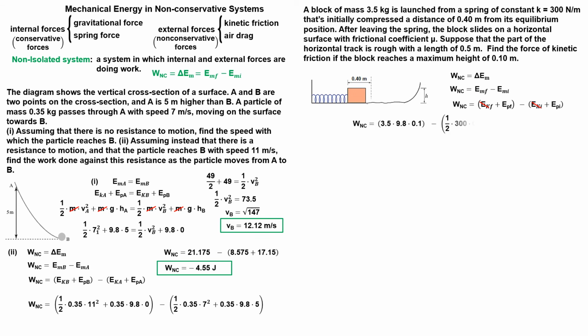The work done by kinetic friction is equal to the change in the total mechanical energy of the system. The calculated value of the work done by kinetic friction is always negative and equal to force times displacement times cosine of 180 degrees, because the kinetic friction acts in the opposite direction to the motion.